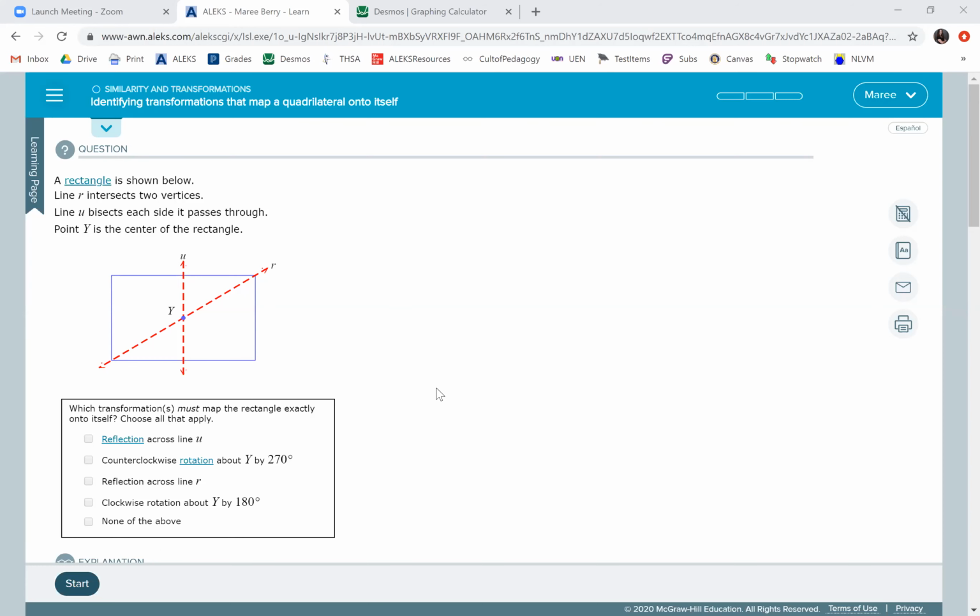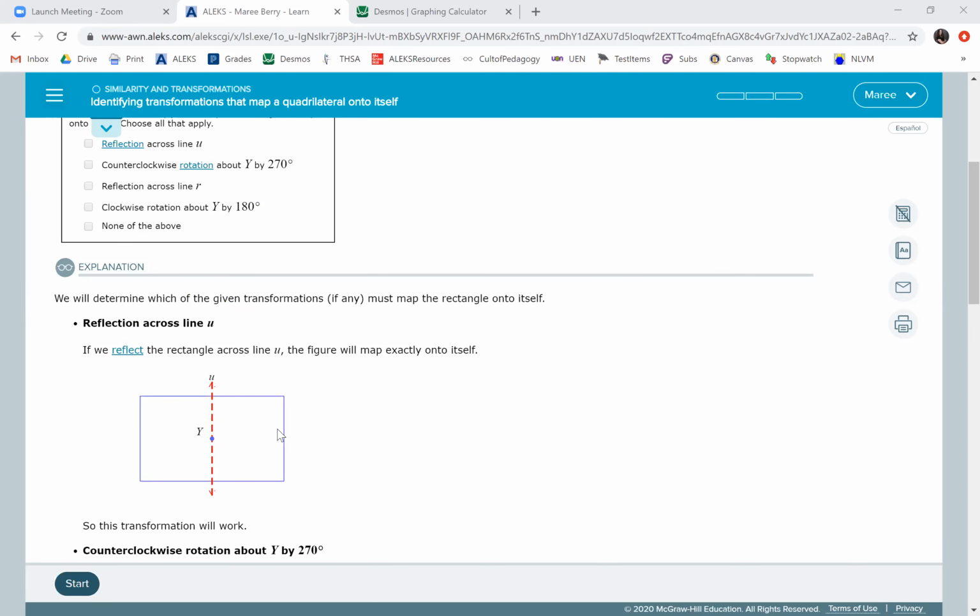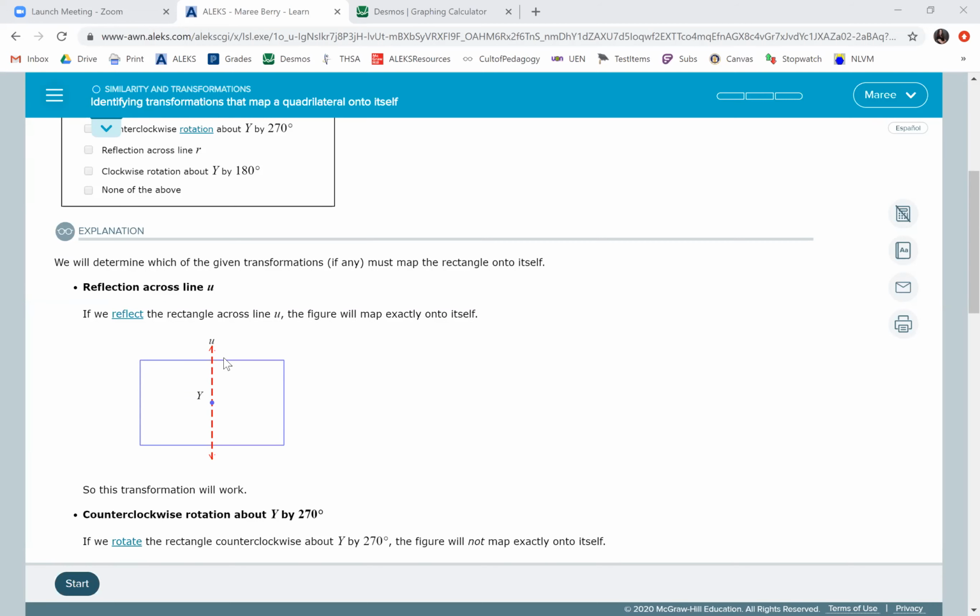So when they ask us about reflection across line U, you want to ignore everything except for the rectangle and line U. And you want to imagine if you reflect this rectangle in line U, it will actually look exactly like itself. So this point is the same distance away from you as this point. So when you reflect it, it's just going to look exactly like itself.